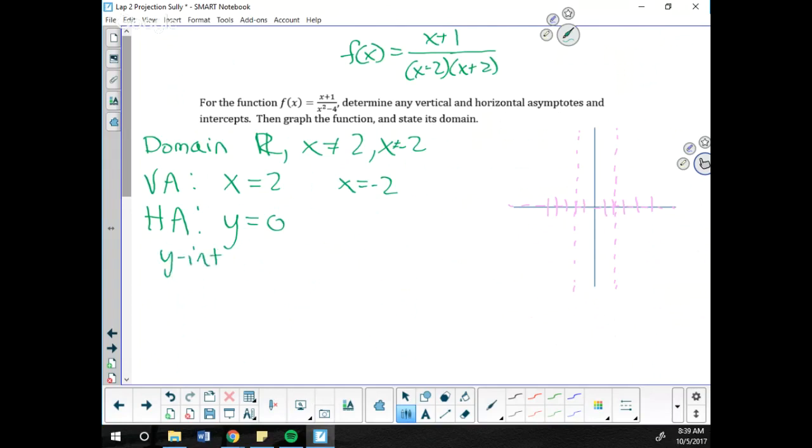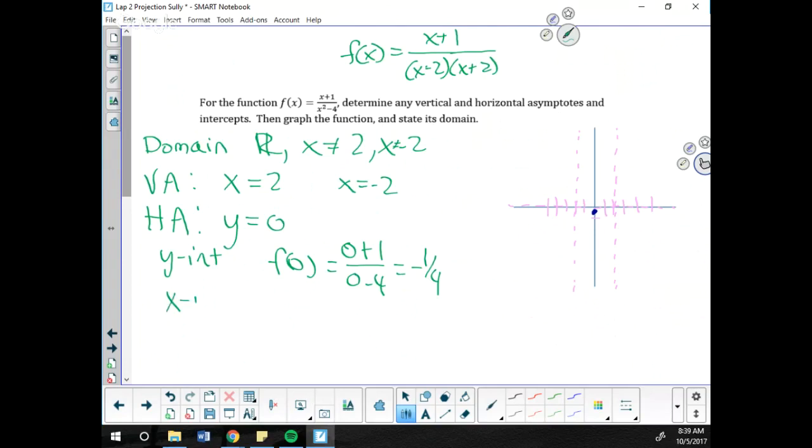How do you find the y-intercept? Set x equal to 0, and that gets us 0 plus 1 on the top and 0 minus 4 on the bottom. So 0 plus 1 over 0 minus 4, which gets us negative 1/4. That's a really ugly number, but we're going to graph it anyway. That's about there.